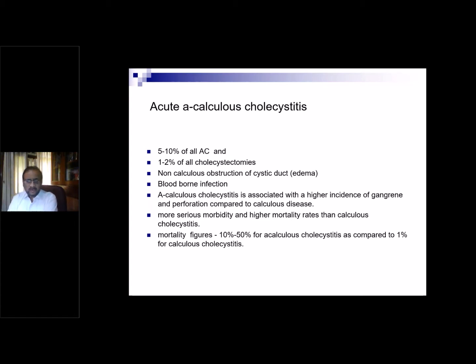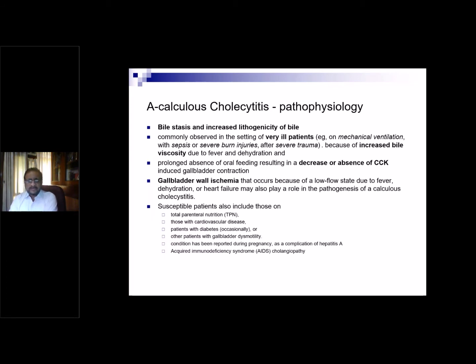It has more serious morbidity and higher mortality rates than calculous cholecystitis, and look at the mortality rate. For acalculous cholecystitis, it varies from around 10% to almost 50%, as compared to 1% for calculous cholecystitis. Now, if you look at the pathophysiology of acalculous cholecystitis, the starting point is bile stasis and increased lithogenicity of the bile.